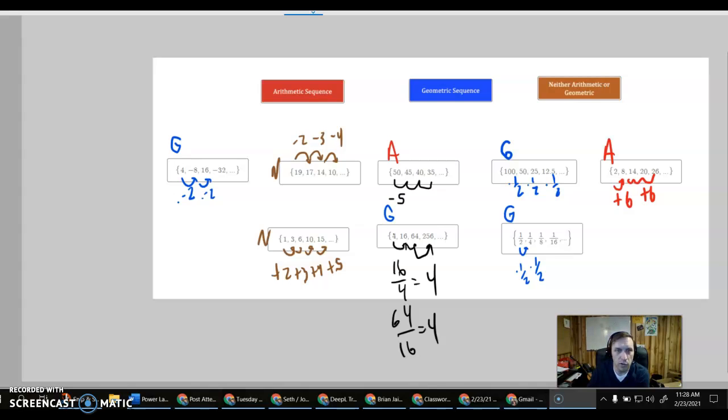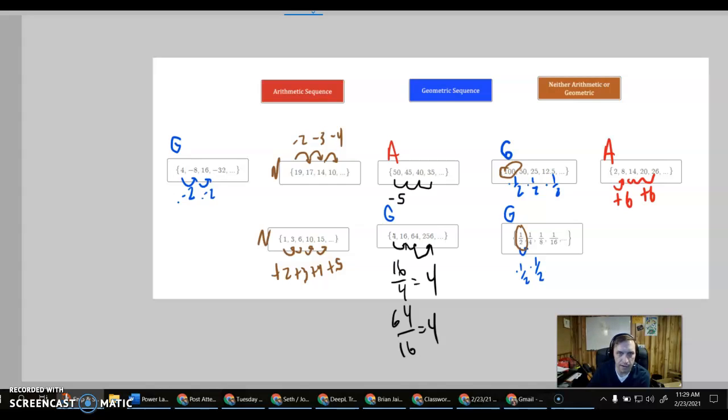So this one's being multiplied by -2, so that's why you see that going back and forth between negative and positive. 4 times -2, -8 times -2, 16 times -2. This other geometric sequence that we did, and then both of these are multiplied by 1/2. It's just this one's starting at 100, right? This one's starting at 1/2, but they both have that same growth rate or ratio, common ratio.